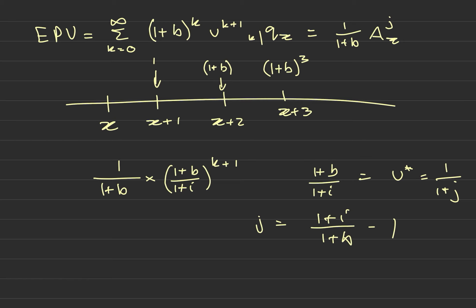Okay, so I've got to take that 1 over 1 plus b out, because I'm dealing with this a x to the j, which just deals with this part of it. So I'm basically replacing v to the k plus 1 with this, and then this 1 over 1 plus b must come out. Okay, and then the v would then be at an interest rate of j. Okay, so let's move on to the next one.